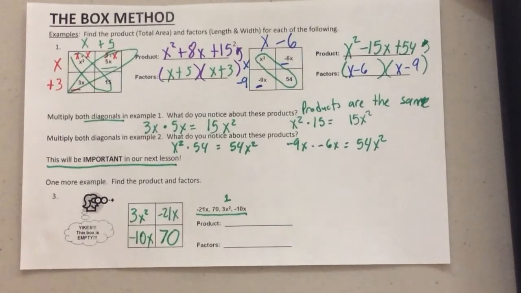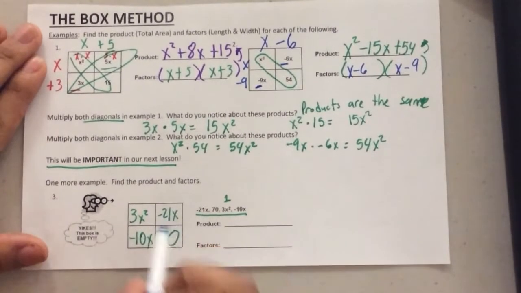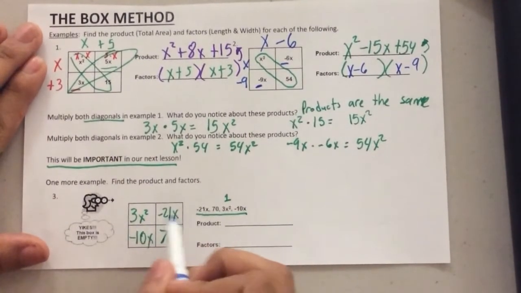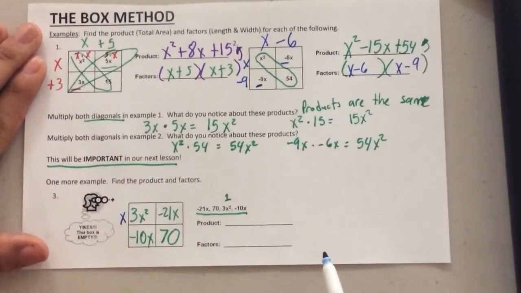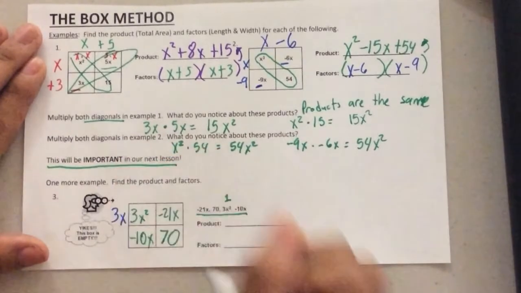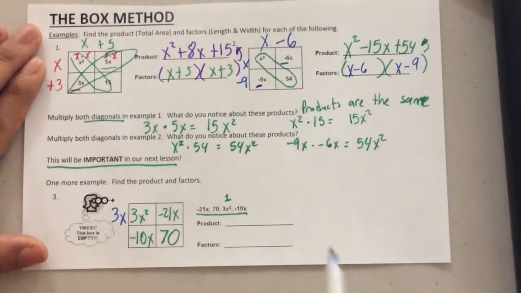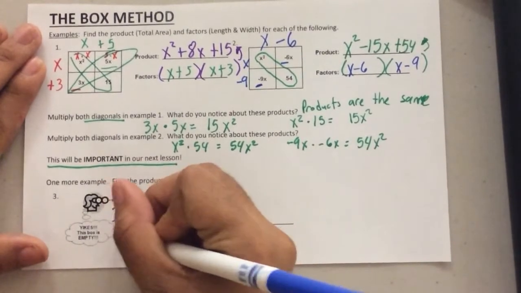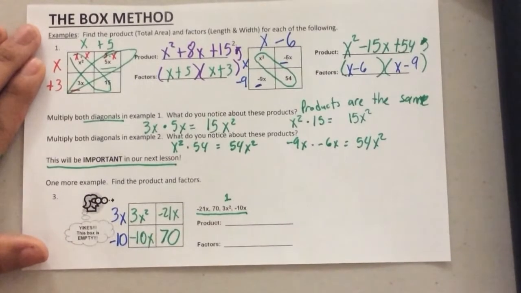Okay, so you're going to pull out your GCF from each row and each column. So 3x squared and negative 21x: they both have an x. What's the greatest number they can both be divided by? 3. Negative 10x and 70: what's the greatest number they can be divided by? 10. This one is negative, so I've got to bring out the negative here.